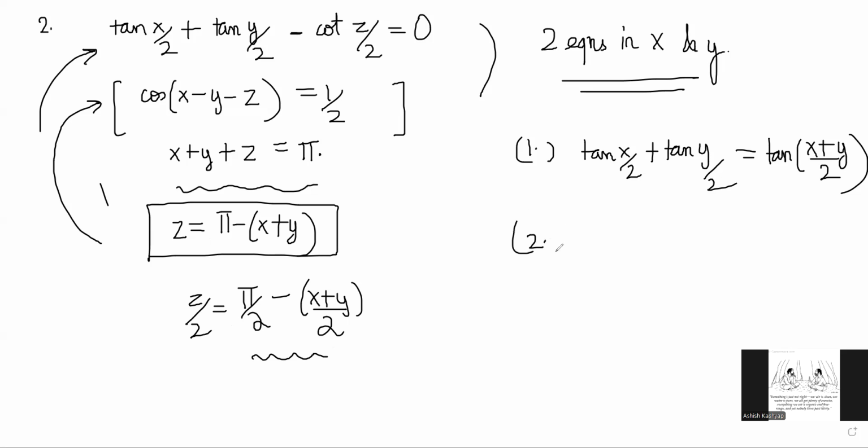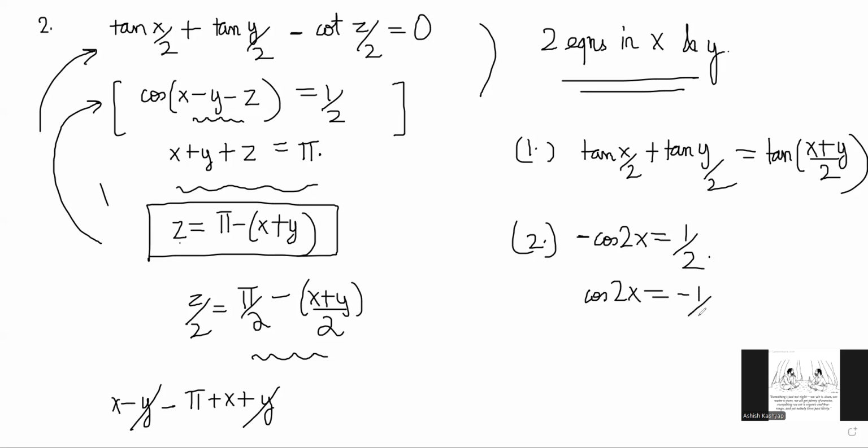The second equation will become z is pi minus x plus y, and you have x minus y minus pi plus x plus y. So you're getting 2x minus pi here. Cos of that. Cos of 2x minus pi is same as cos of pi minus 2x, which is minus cos 2x, which is equal to half. This is what we are getting. Cos 2x is equal to minus half. So automatically you can solve this equation and get the general solution for x, right?